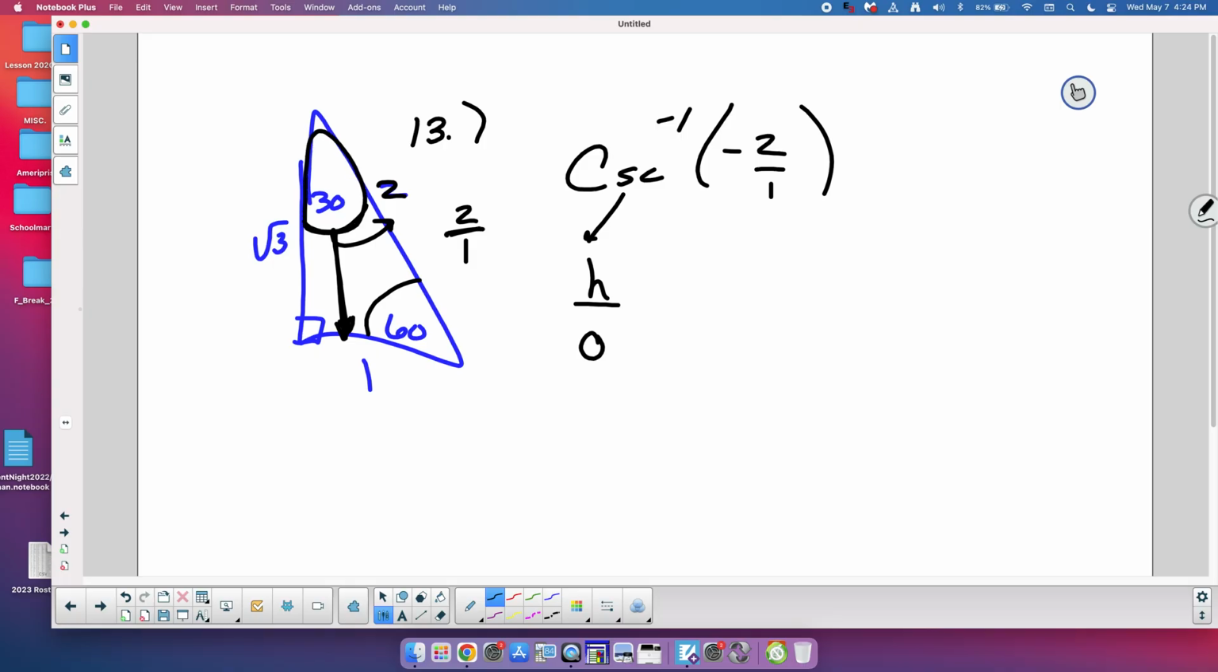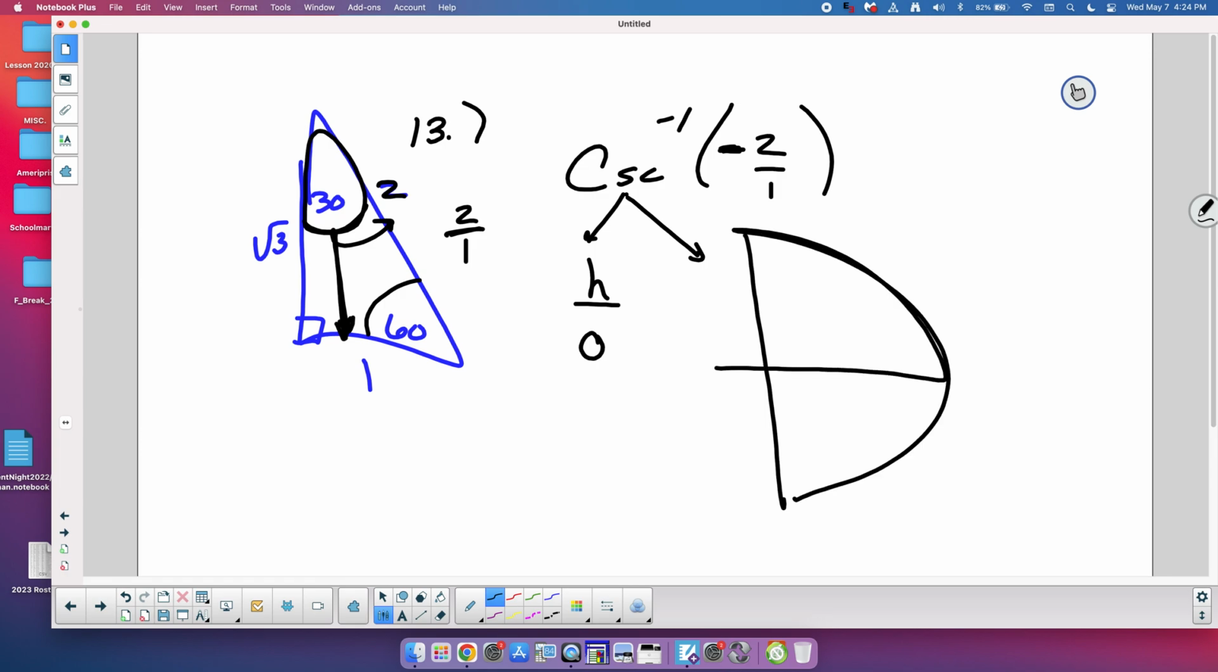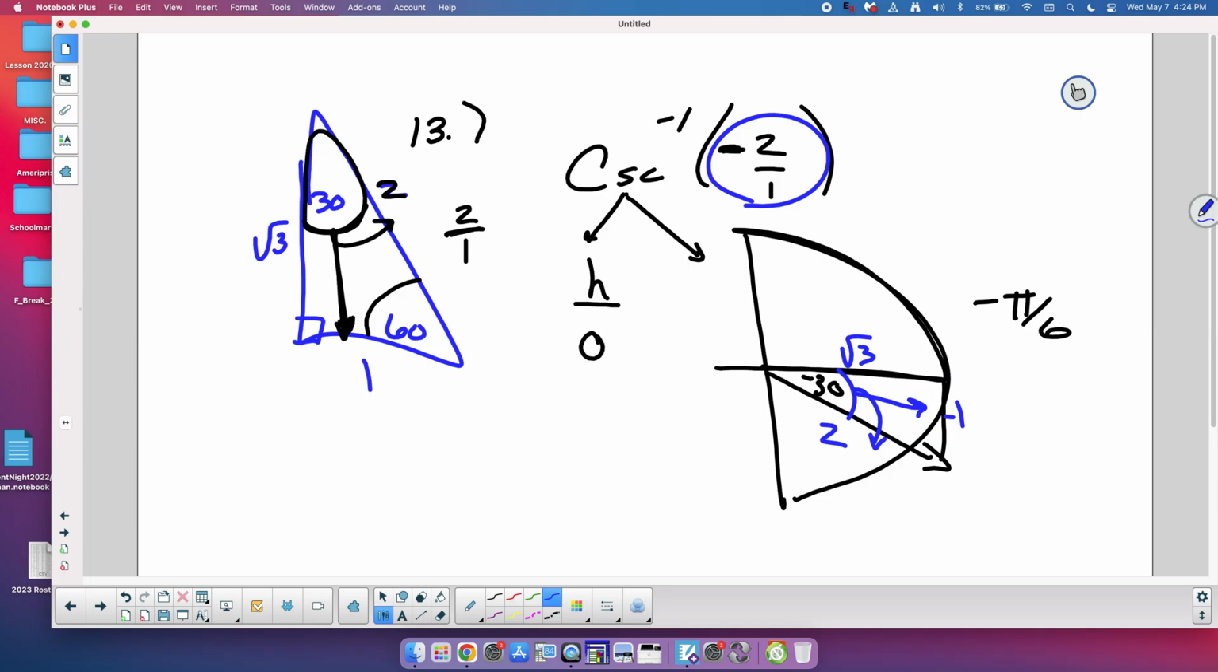Okay, the problem is it's negative 2 right here. So cosecant is reciprocal to sine. Okay, sine's here. It's negative, so you're going to say negative 30, I hope. That's your answer. Or negative pi over 6. Look at the triangle. The triangle is negative 1, it's root 3, it's 2. If you actually did cosecant, you'd say hypotenuse over the opposite. Hey, that's exactly what we wanted. So the answer is negative 30 or negative pi over 6. All right, guys.